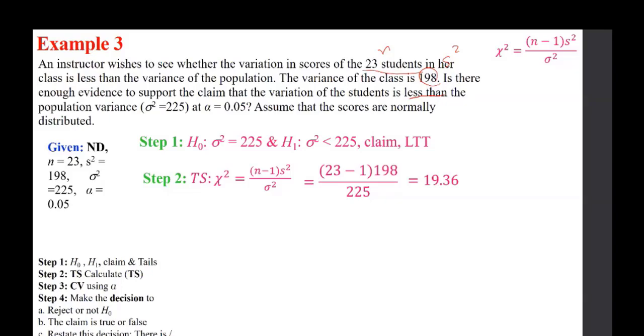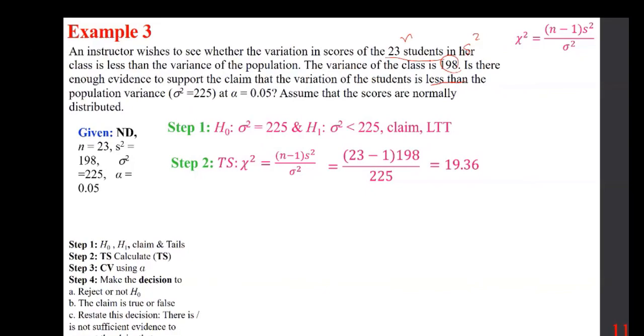Degrees of freedom is n minus 1, which is 22. And we use the table, and we've seen that. You should have no problem with that. In fact, even the previous page has the number under 22. Remember that? So we get this, and now it's a matter of comparison.